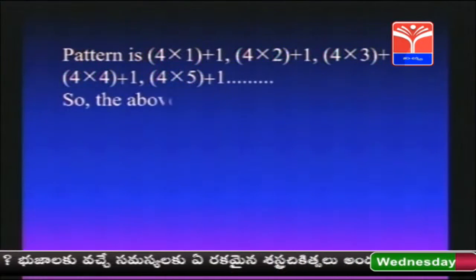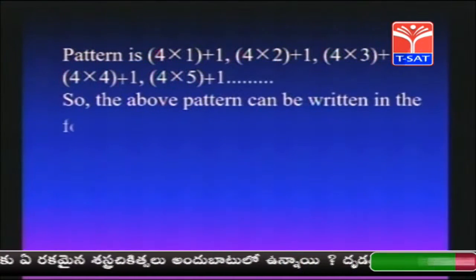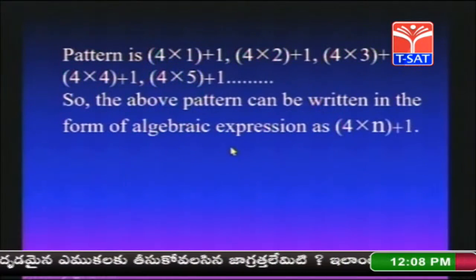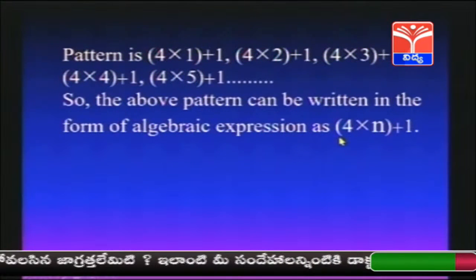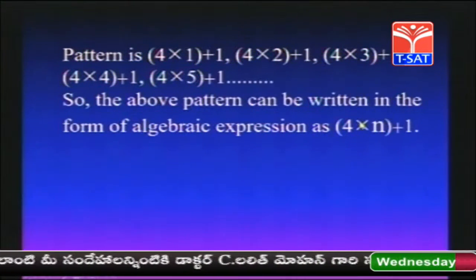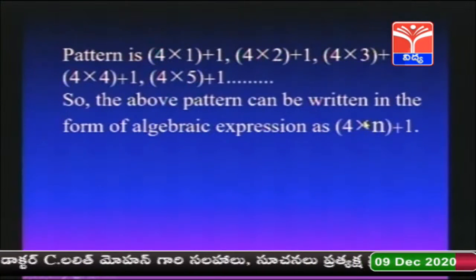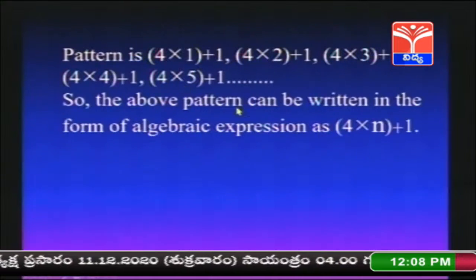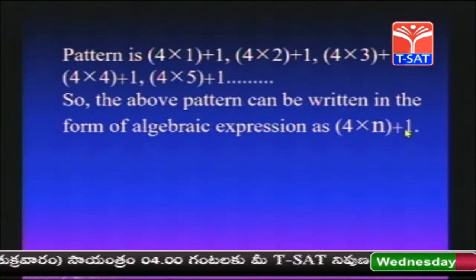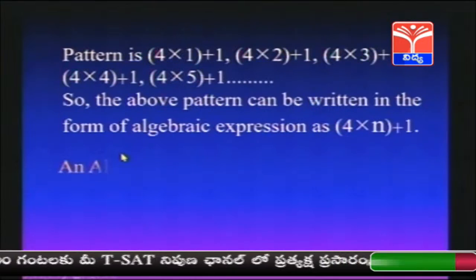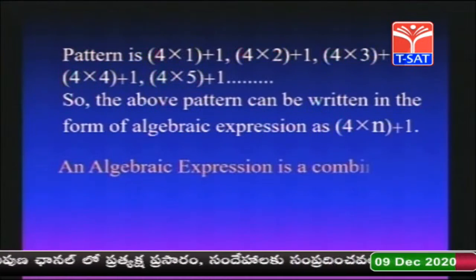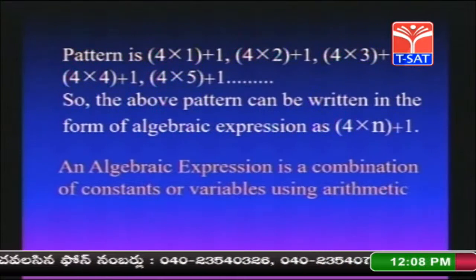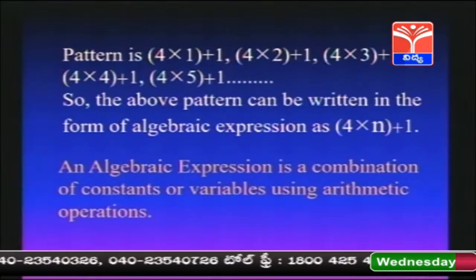So how do we write an expression for these patterns? As you can see here, the above patterns can be written in the form of an algebraic expression, that is 4 into n plus 1. As the value of n keeps on changing, as you can notice, 1, 2, 3, 4, 5, it is a variable, and plus 1 is a constant. So 4 into n plus 1. So we can say that an algebraic expression is a combination of constants or variables using arithmetic operations.